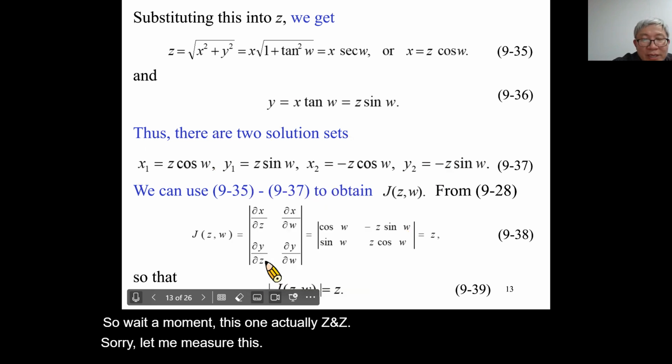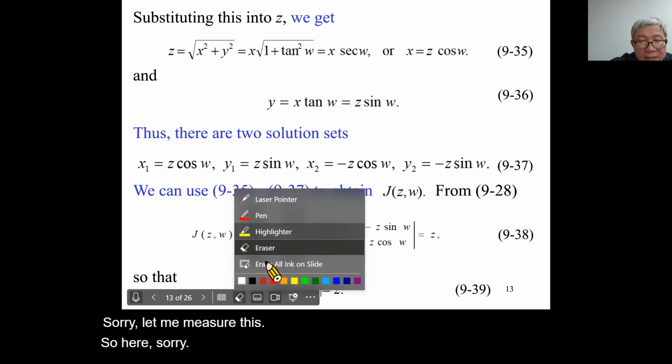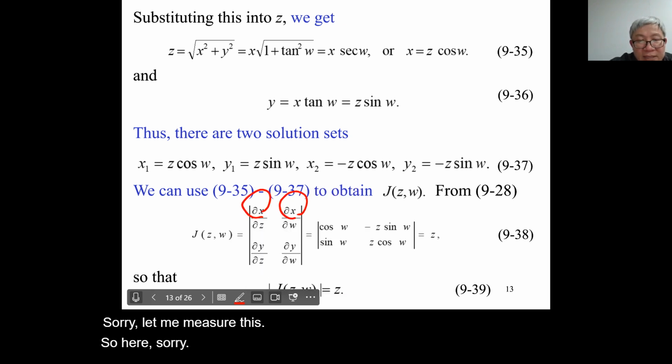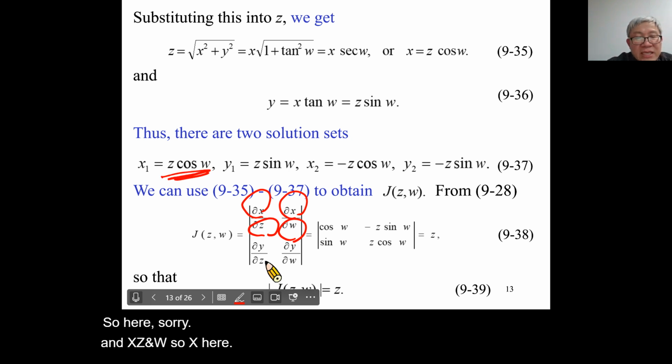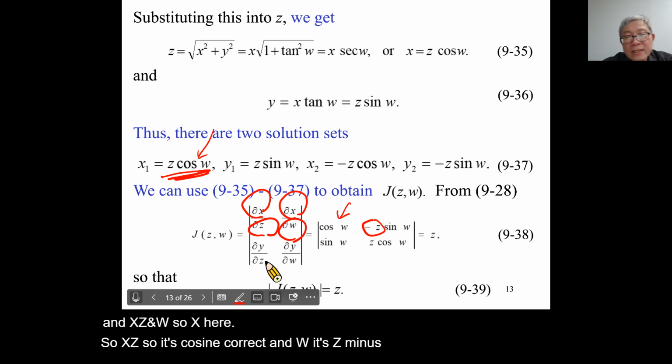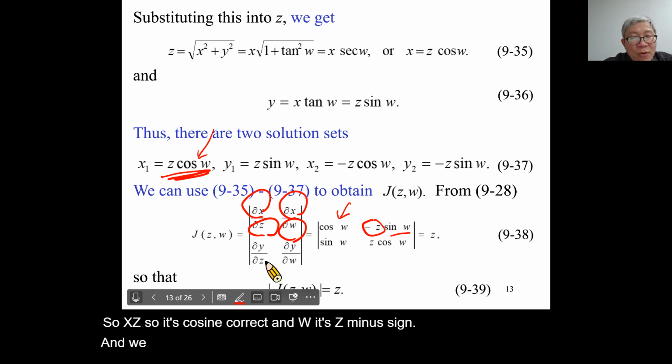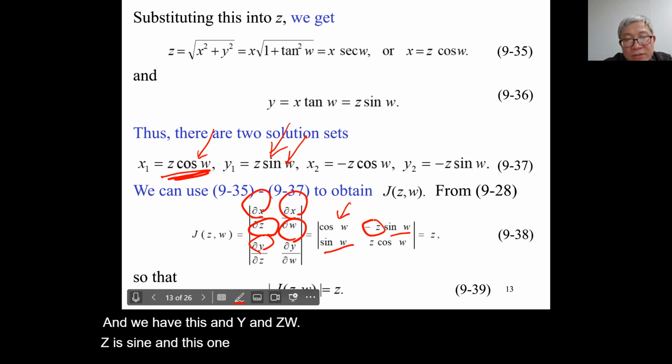So here, sorry, x and x, z and w. So x here. So xz, it's cosine, correct? And w, it's z minus sine. And we have this. And y and zw. Z is sine. And this one is cosine, z cosine.